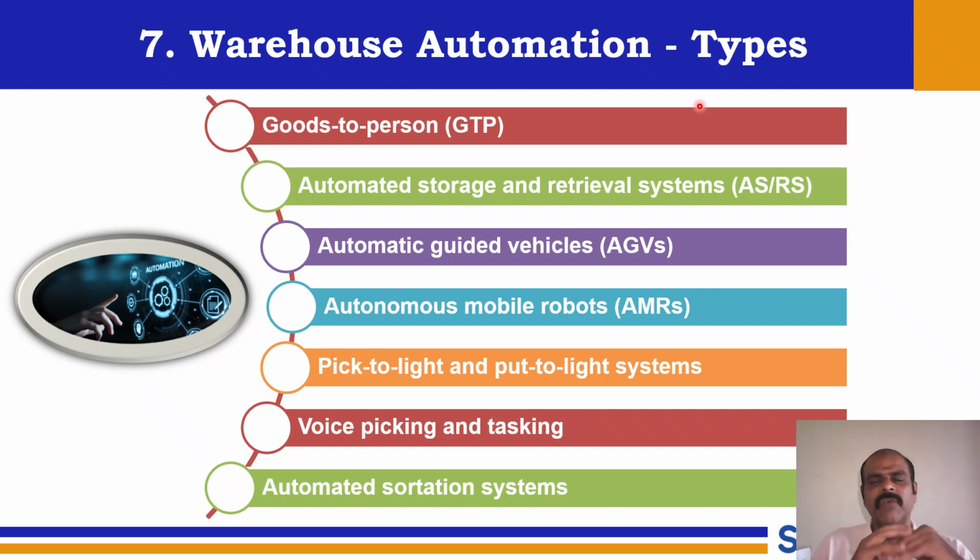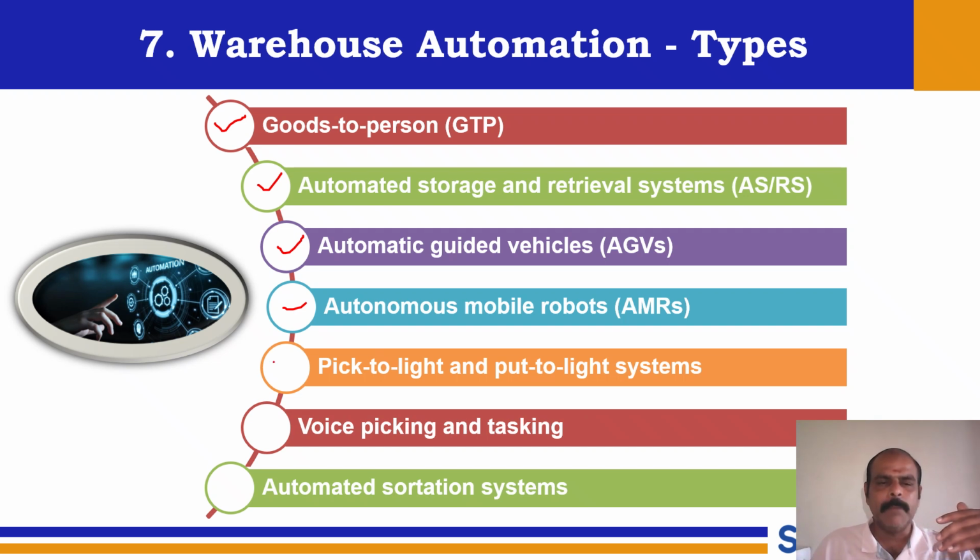What are the different types of warehouse automation? The first, as even in the earlier presentation we discussed, is going to be goods to person. In short, it is called GTP. We'll see all the further things in the upcoming slides. Then the next interesting part is ASRS, automated storage and retrieval system. Then the third, AGV, automatic guided vehicle. Then the fourth being AMR, autonomous mobile robots. We'll see the differences between AGV and AMR. Definitely you will have doubts, don't worry, we'll get it clarified in the upcoming discussions.